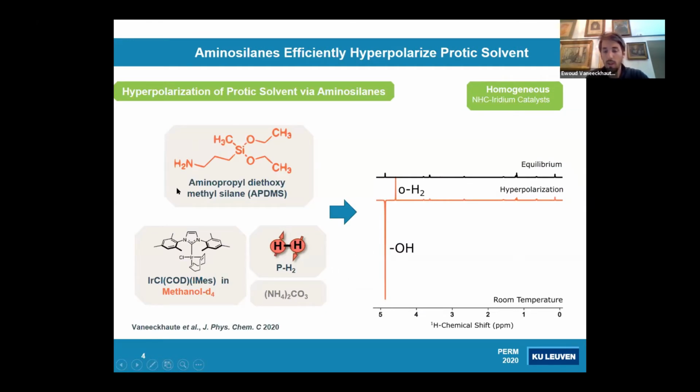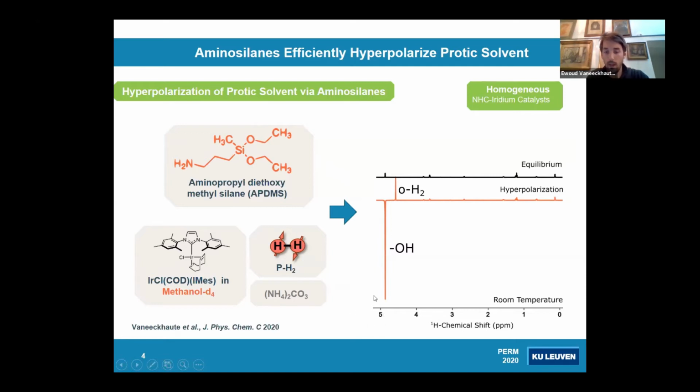So what we actually saw by coincidence, we use this special kind of molecule. It's an aminopropyl diethoxymethylsilane. So you have the aminopropyl group over here with the silicon center and two ethoxy groups. If we combine this with the traditional iridium IMes catalyst, so this is the carbene catalyst, with cyclooctadiene, contacted with parahydrogen, in some cases with added ammonium carbonate buffer.